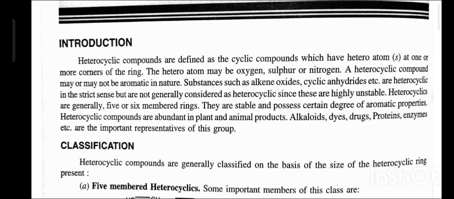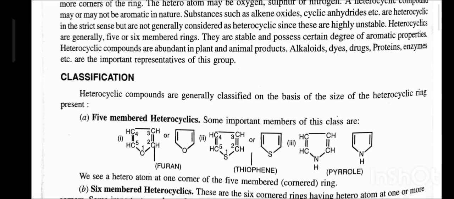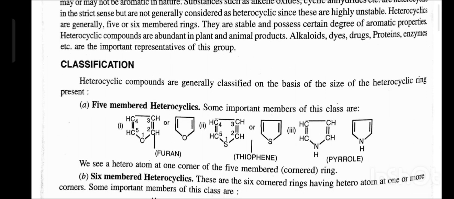Heterocyclic compounds are abundant in plant and animal products. Alkaloids, dyes, drugs, proteins, enzymes, etc. are the important representatives of this group. Classification. Heterocyclics are generally classified on the basis of the size of the heterocyclic ring present.